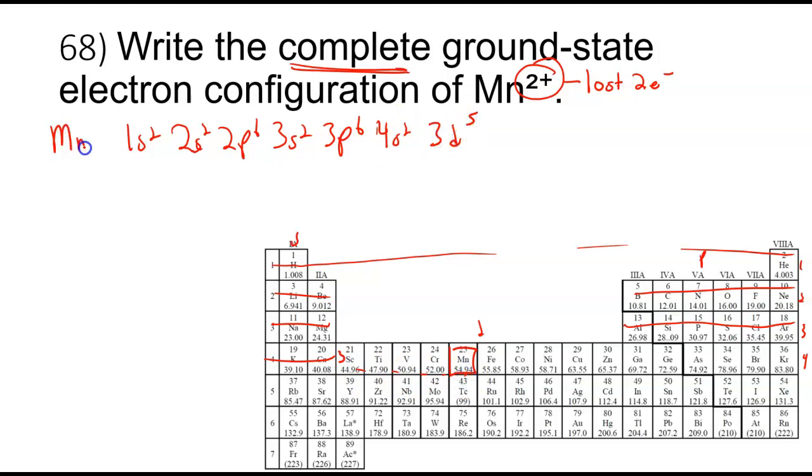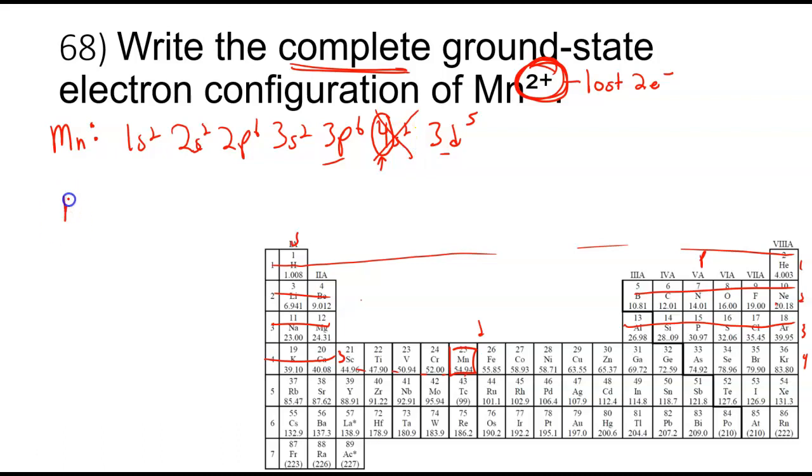Now this is the manganese atom. Remember, atoms have the same number of protons and electrons, right? This says we lost 2 electrons. So remember, they always lose from the outermost energy level in. Even though the periodic table is written from low energy to high energy, it's not written in distance from the nucleus. So 4 is further away from the nucleus than 3 is, right? So all transition metals lose the 4 or the s's first.